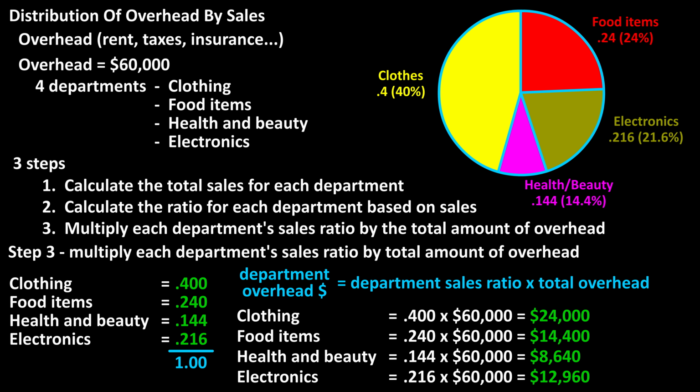We can also check our work by adding up the 4 departments' overhead allocations. In doing so, we do get $60,000.